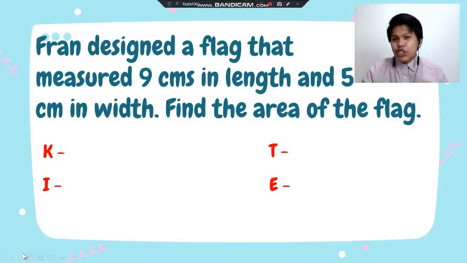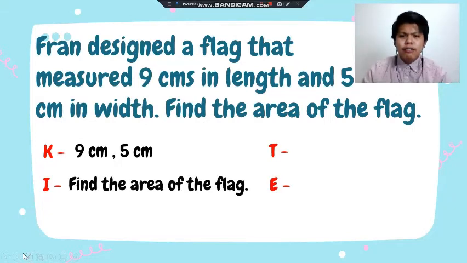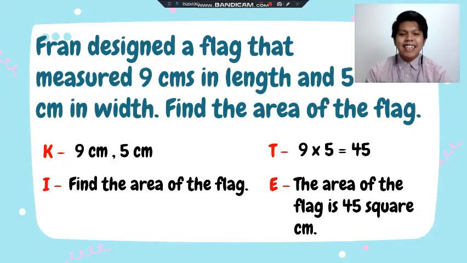Time's up, let's check your answers. Given 9 centimeters and 5 centimeters. What is the question? Find the area of the flag, or what is the area of the flag? Now, you know that the area's operation is multiplication. So just multiply 9 times 5. Then you will get an answer of 45. Now, what is the area of the flag? The area of the flag is 45 square centimeters.